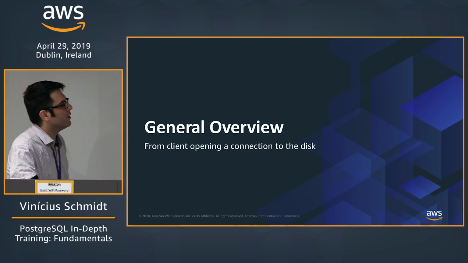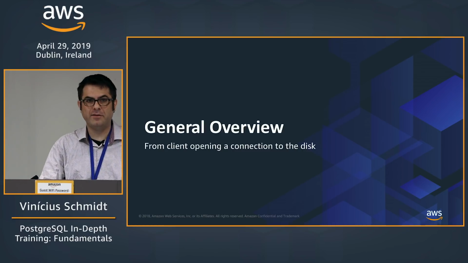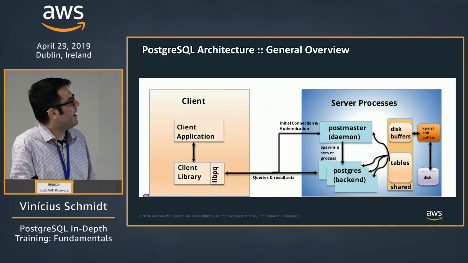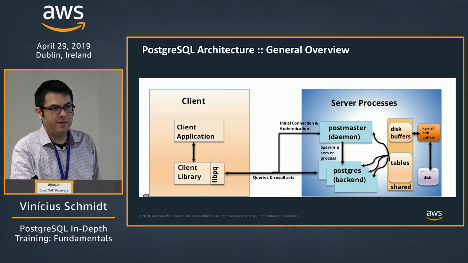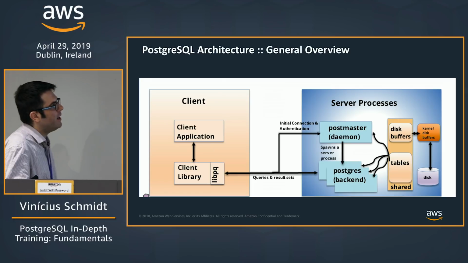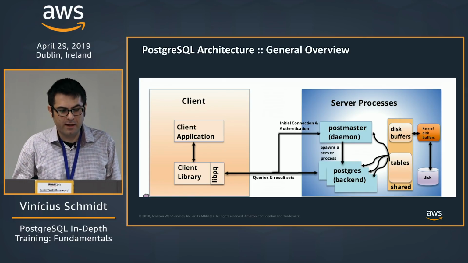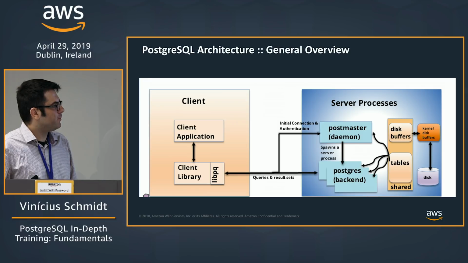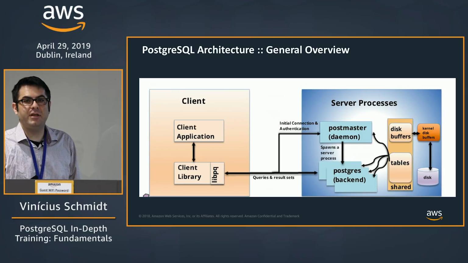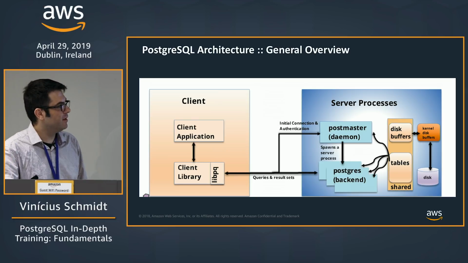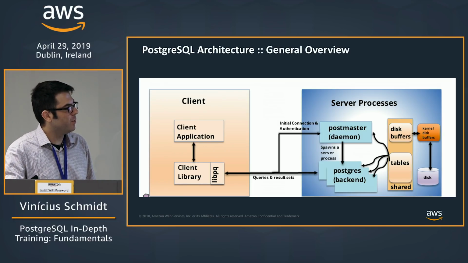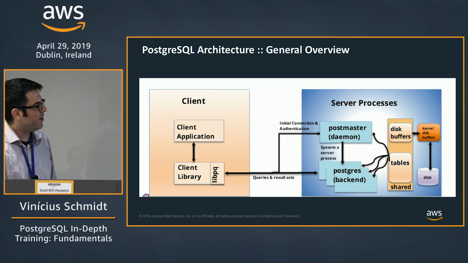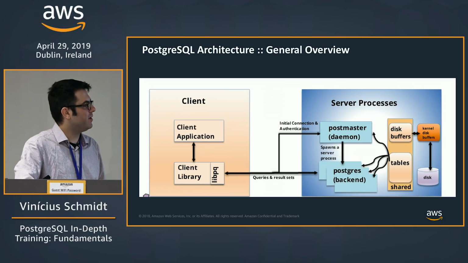Okay, so to start talking about the architecture, we need to understand how the client, the application, connects with the database. There's a very simple diagram here. The client, the application, will use libpq, that's the client library, and libpq will open a connection and try to authenticate with the postmaster. This authentication will fork another process inside Linux, and that other process will be responsible for that connection. Here we are talking about libpq, but it could be a JDBC driver, for example.